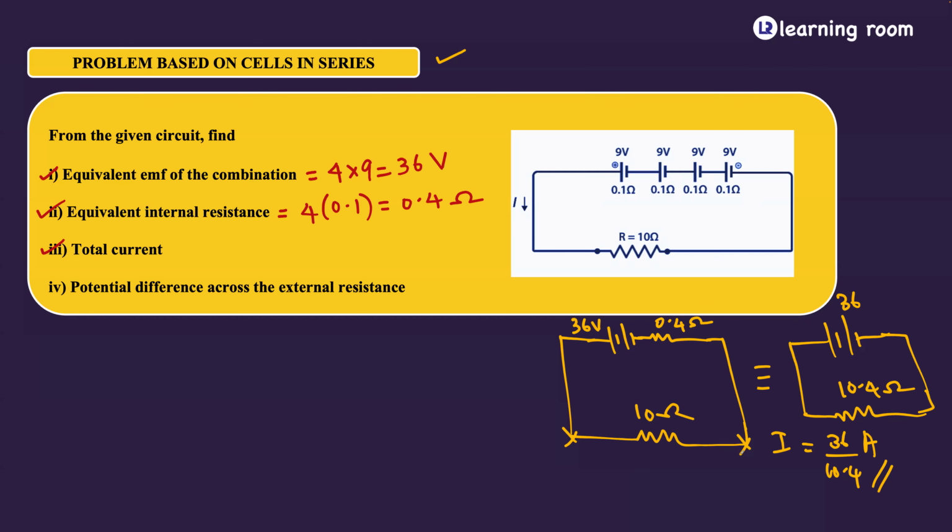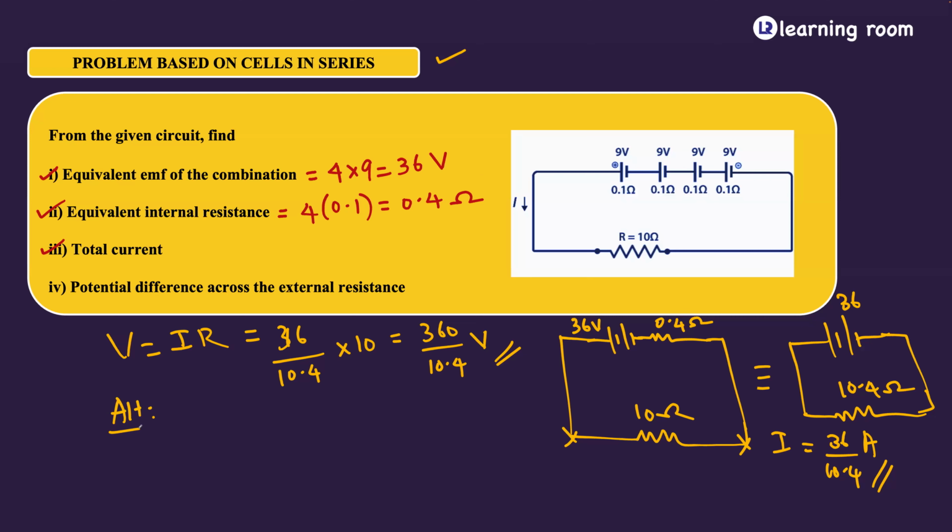So there are two ways to understand it. What I can do is I can directly apply V is equal to IR. So V is equal to IR, how much will it be? 36 divided by 10.4 into R, which is 10. So basically it is 360 divided by 10.4 volt. That is one way.